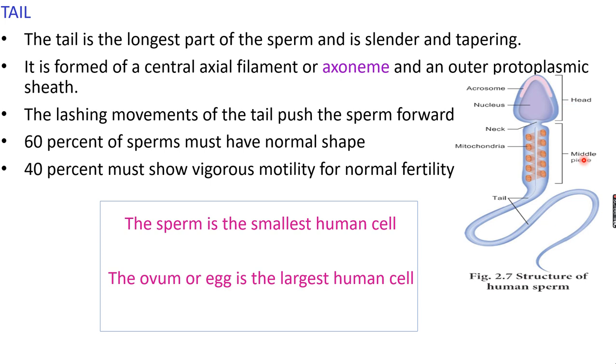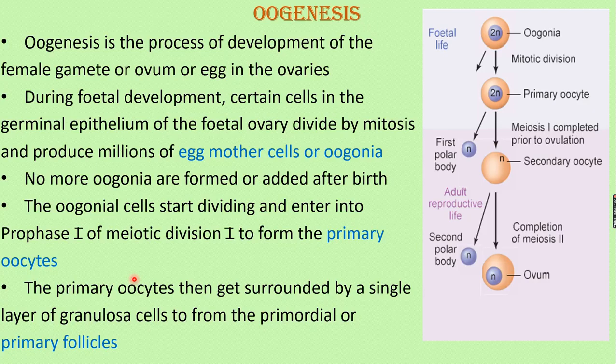The tail is the longest part of the sperm, and in the middle it consists of a central axoneme. The lashing movement of the tail pushes the sperm forward. For normal fertility, 60% of the sperm should have normal shape and 40% must show vigorous motility. One more important thing: the sperm is the smallest human cell, and the ovum is the largest human cell.